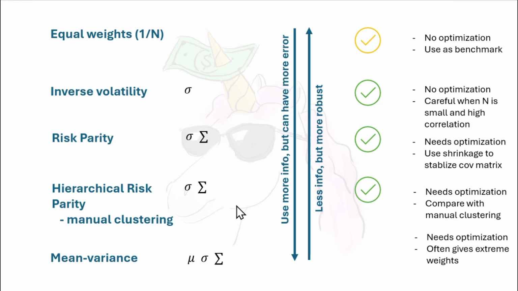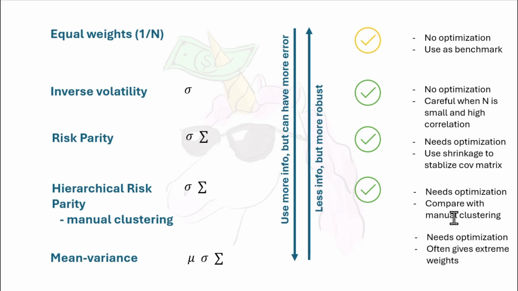About inverse volatility, I want to mention that you have to be careful when your n is relatively small and there are high correlations among your strategies. That could lead to extreme weights that you definitely do not want. And another way to try to stabilize your covariance matrix a bit better is to use the shrinkage method. It's basically an idea to reduce the extreme values in your covariance matrix, so hopefully reduce the estimation error in general.